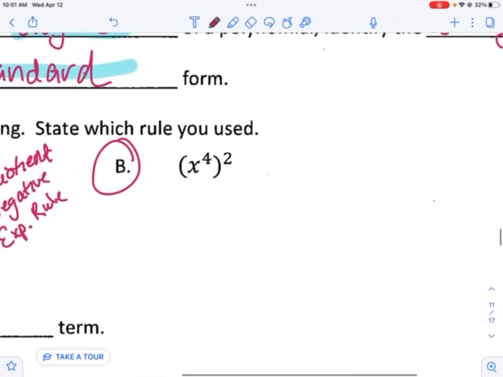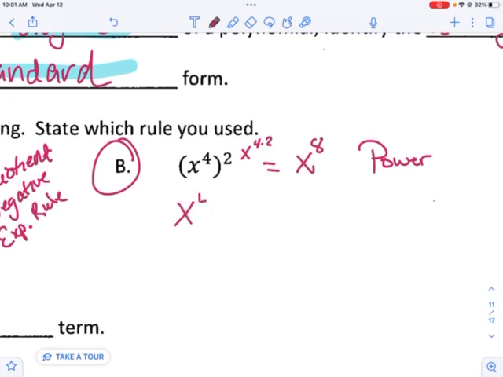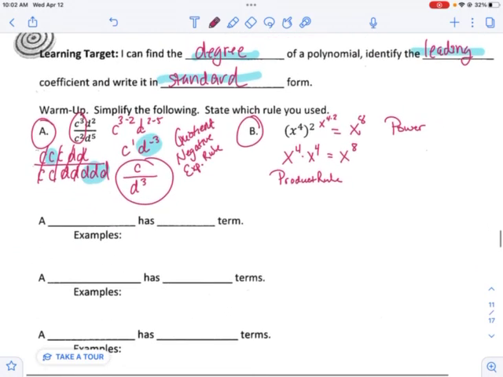All right, letter B. Hopefully you got x to the 8th. And if you did here, remember x to the 4 times 2. That's your power rule. And if you decided to expand this, so it's x to the 4th times x to the 4th, and got x to the 8th that way, this was your product rule. All right, so that warm-up was all of the rules we learned in early chapter 7.